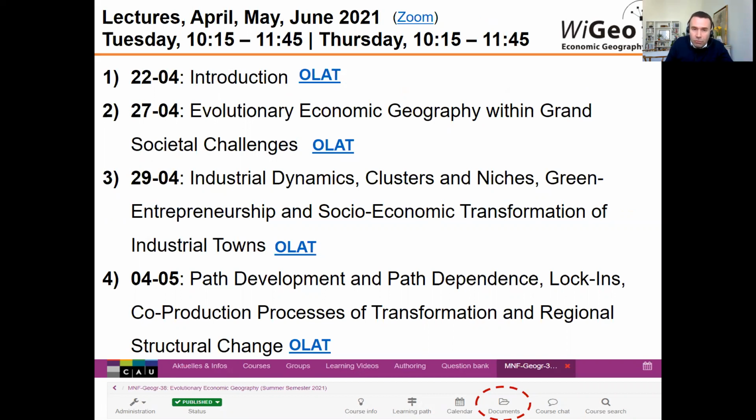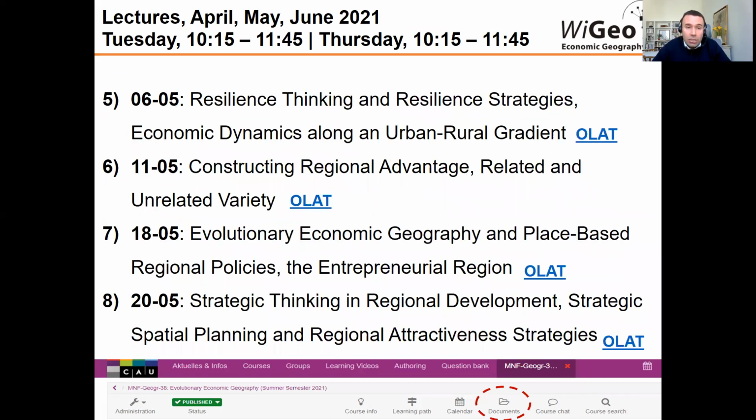from a more specific context of evolution, economic geography, and these societal challenges, focusing on the core of economic geography through an evolutionary perspective. And this means talking about clusters, niches, entrepreneurship, socio-economic transformation of regions. And I will also bring my own insights from my research, and of course path development and path dependence, lock-ins. These are all essential concepts within evolutionary economic geography, very well explained in the literature.